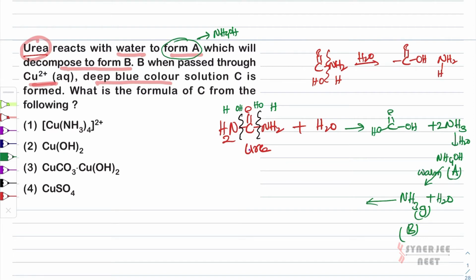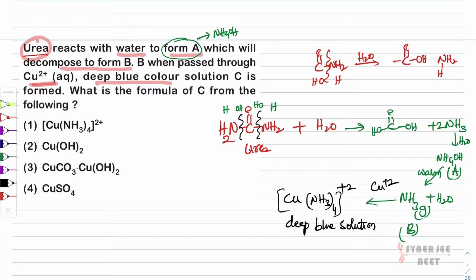Now ammonia on reaction with Cu plus 2 forms a complex of this form. The tetraammine complex will form, and the color of this one is deep blue. So everything is matching here. And the solution C is formed. So this is the solution C of deep blue color. So what is the formula of C from the following? What is the right option? Therefore, Cu(NH3)4 is the right option.